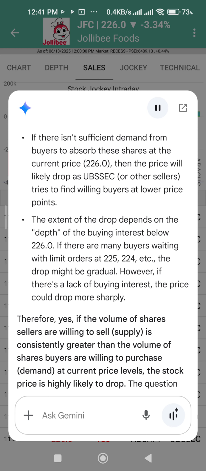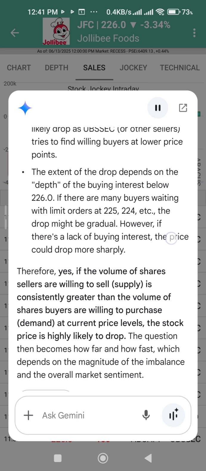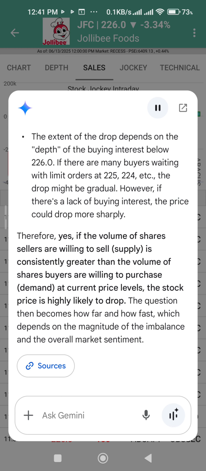If there are many buyers waiting with limit orders at 225, 224, etc., the drop might be gradual. However, if there's a lack of buying interest, the price could drop more sharply. Therefore, yes, if the volume of shares sellers are willing to sell, supply, is consistently greater than the volume of shares buyers are willing to purchase, demand, at current price levels, the stock price is highly likely to drop. The question then becomes how far and how fast, which depends on the magnitude of the imbalance and the overall market sentiment.